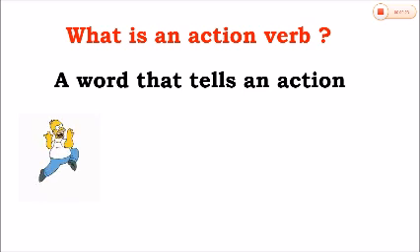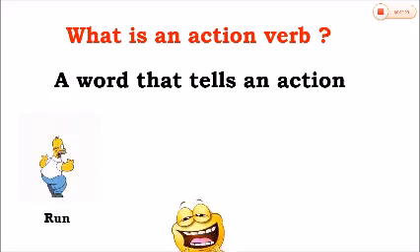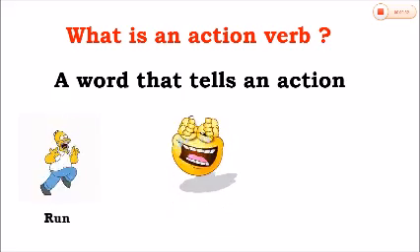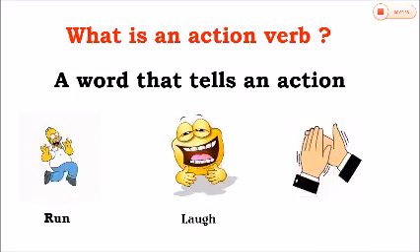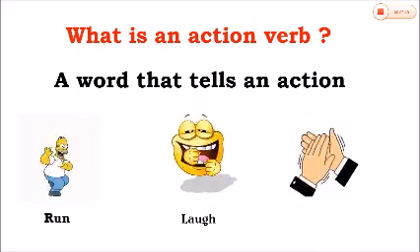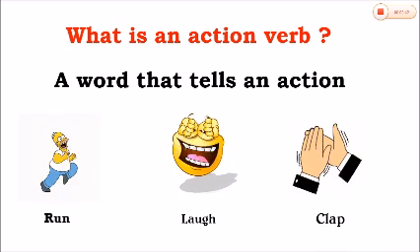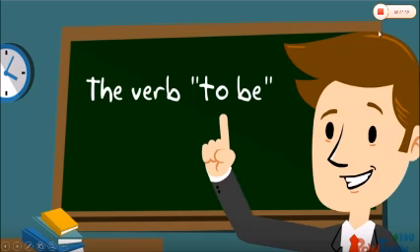Look at this picture. What does he do? Runs. He runs. So what is the verb? Runs, yes. And here, what does he do? Laughs. He laughs. So what is the verb? Laughs. And here, what does he do? Claps. So what is the verb? Claps.